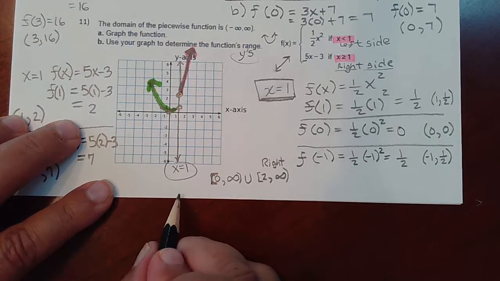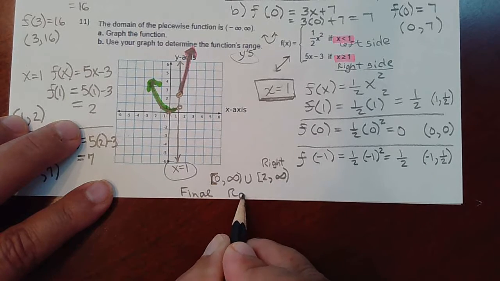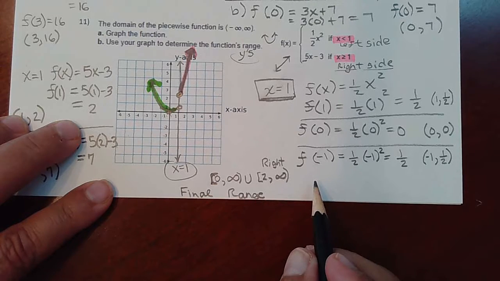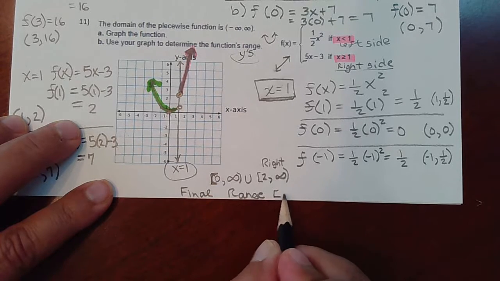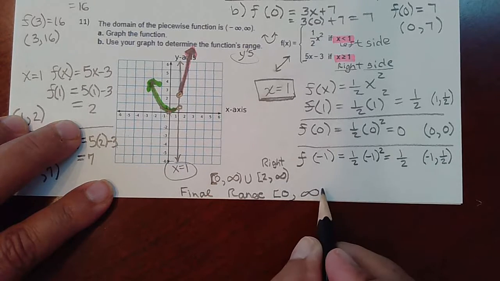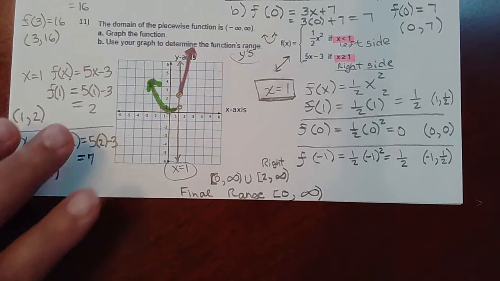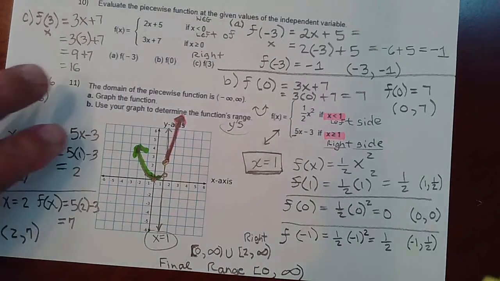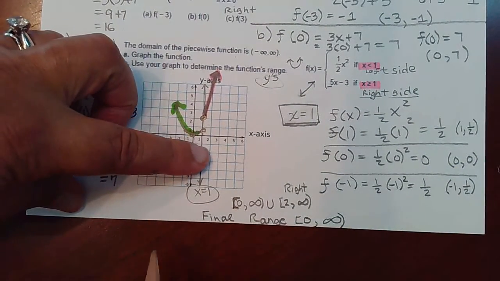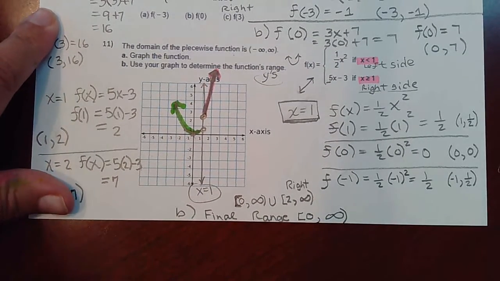So anyway, your final range on this problem is where you union these together. And if you put all these numbers together in one set, they go from 0 all the way to infinity. Okay, so that would be your range for that problem. And that is part B. All of the graph was part A.